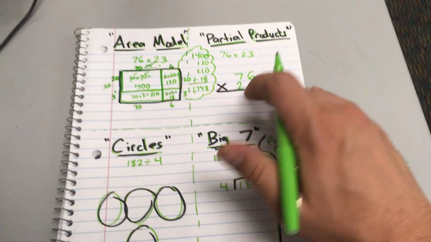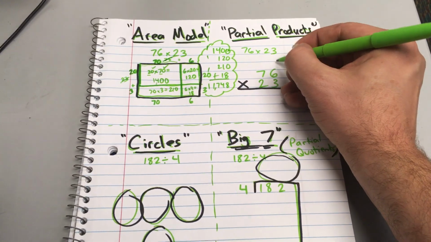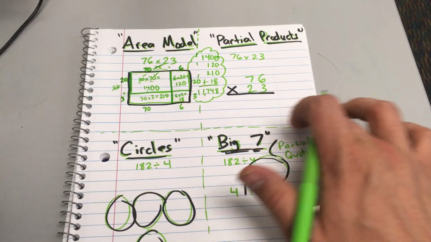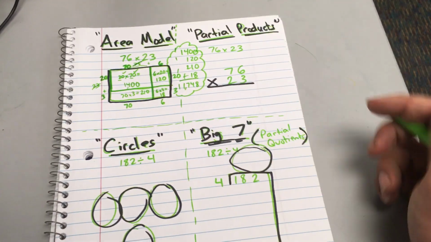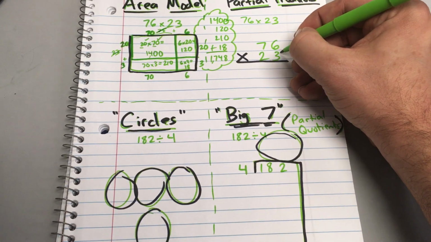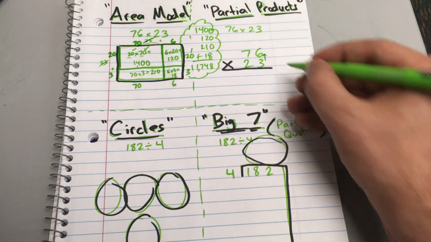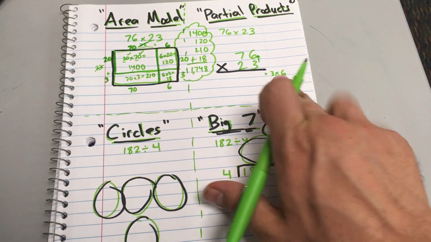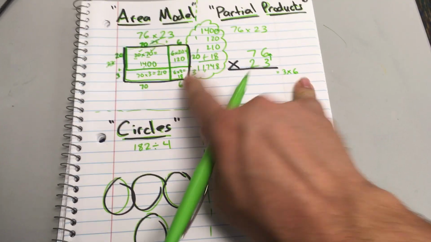The only difference being, instead of regrouping with the numbers up here, as most adults would do, we're actually going to represent that as 4 partial products, very similar to our area model. So here's what that means. First, I multiply my ones place times my ones place. So that would be 3 times 6. As you can see, this correlates perfectly to the area model.